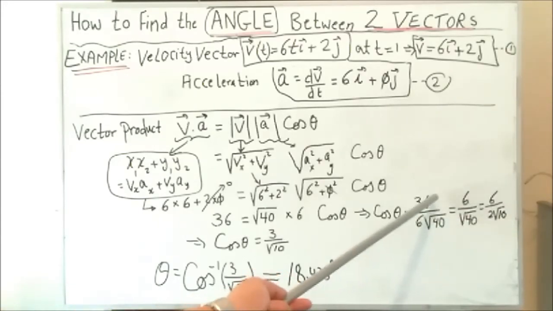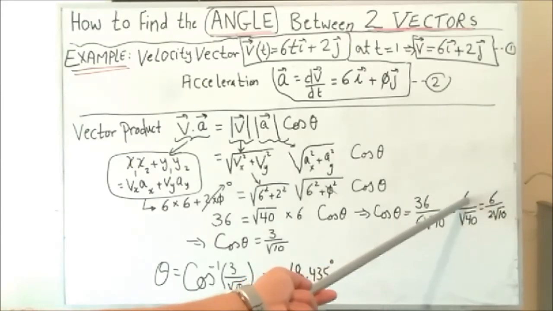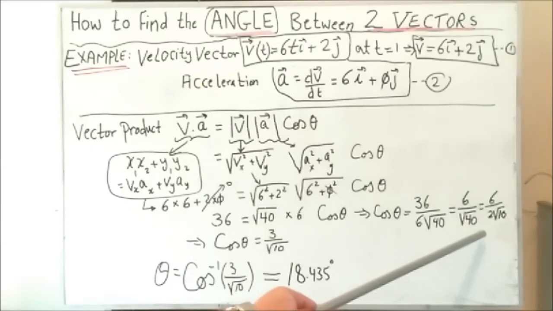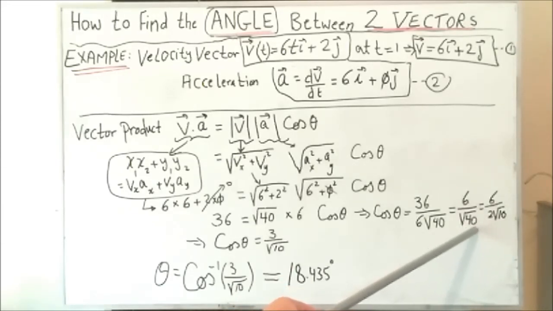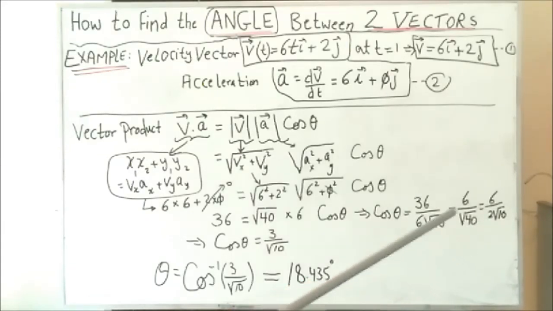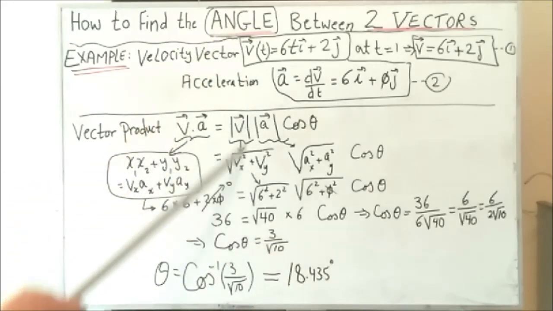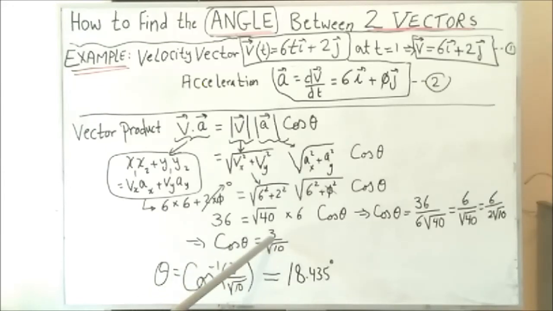Simplify again, divide by 6, that becomes 6 over root 40. And if you simplify again, this 40 is 10 times 4, so it becomes 2 root 10. Divide by 2, so that gives you 3 over root 10. Now to find theta, the angle that we are after, the angle between the two vectors, we take theta equal to cos inverse of 3 over root 10.